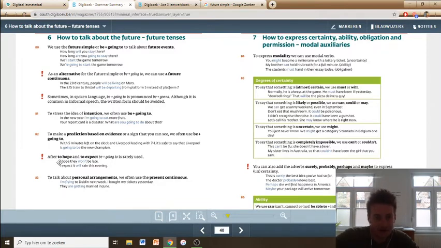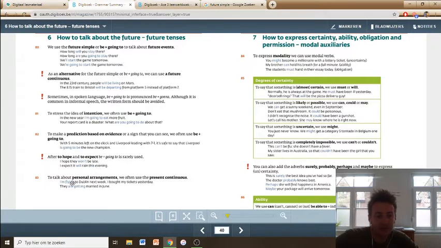Okay. An exception is the verbs to hope and to expect, because after these we almost never use be plus going to. That's important to remember, guys. So I hope they won't be late, and I expect it will rain this evening. Never be plus going to.